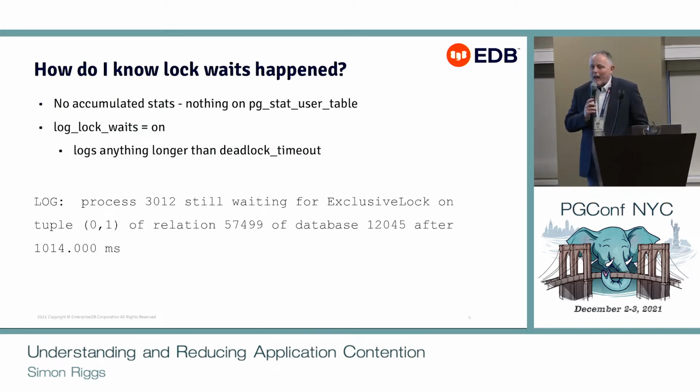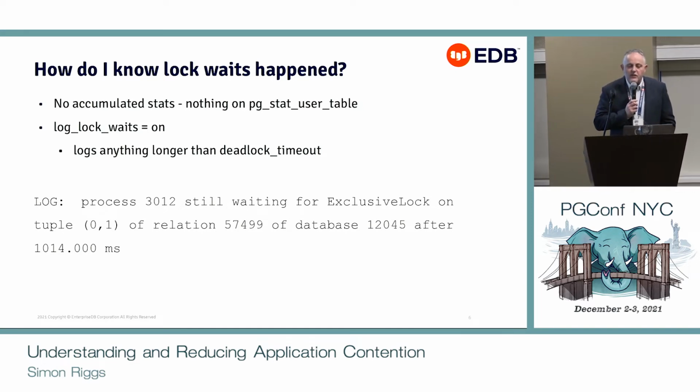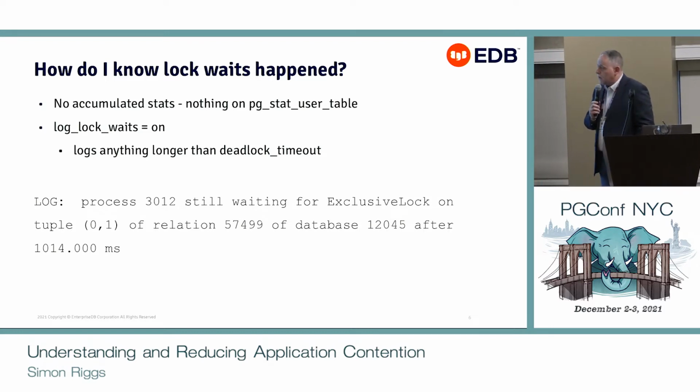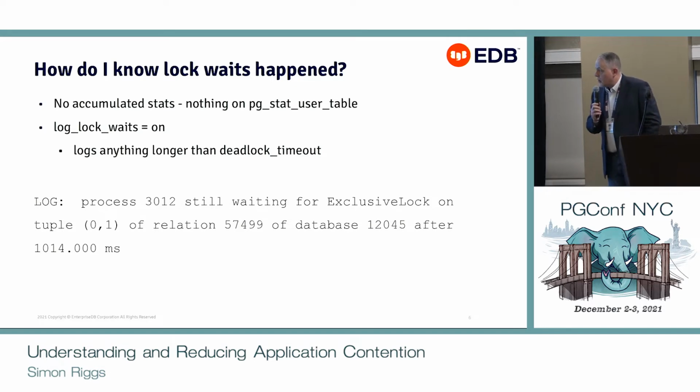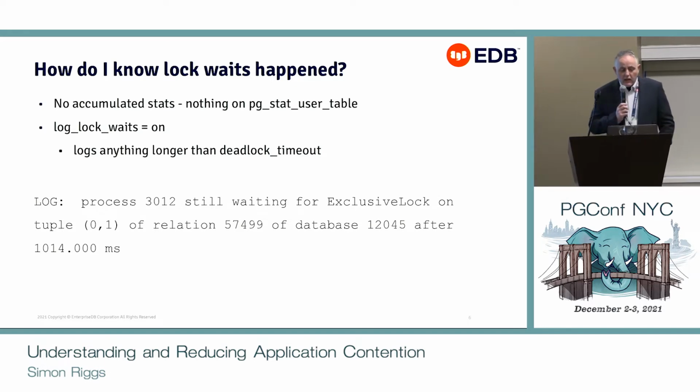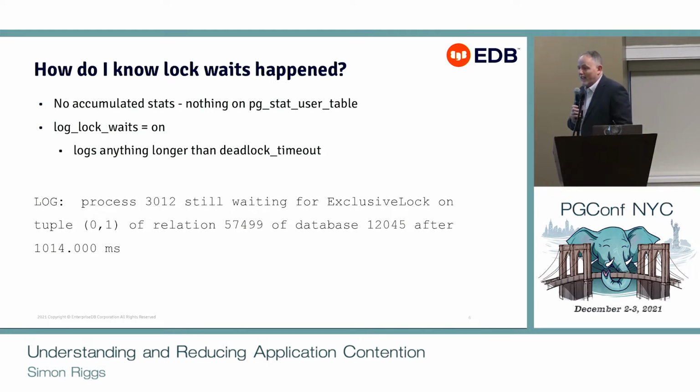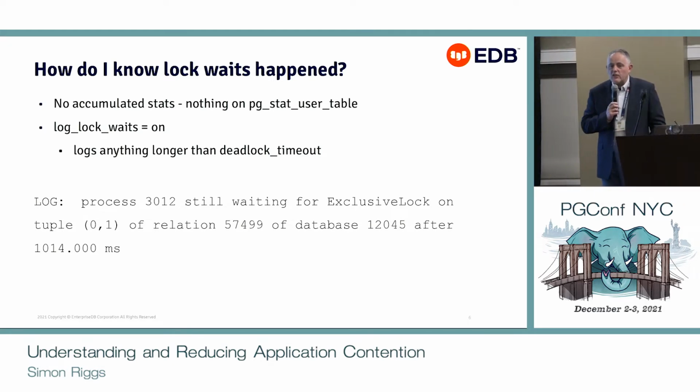How do I know lock waits happened in the past? Well, there isn't a way to accumulate statistics on the system, so we don't actually keep track of lock waits that have occurred. What we do though is there's a parameter called log_lock_waits, which I introduced about a decade ago, and that will log anything that's longer than the deadlock timeout. And the deadlock_timeout is set by default to 1 second. So if you're getting contention that's consistent but always less than 1 second, then it won't ever show anything in the log from this mechanism.